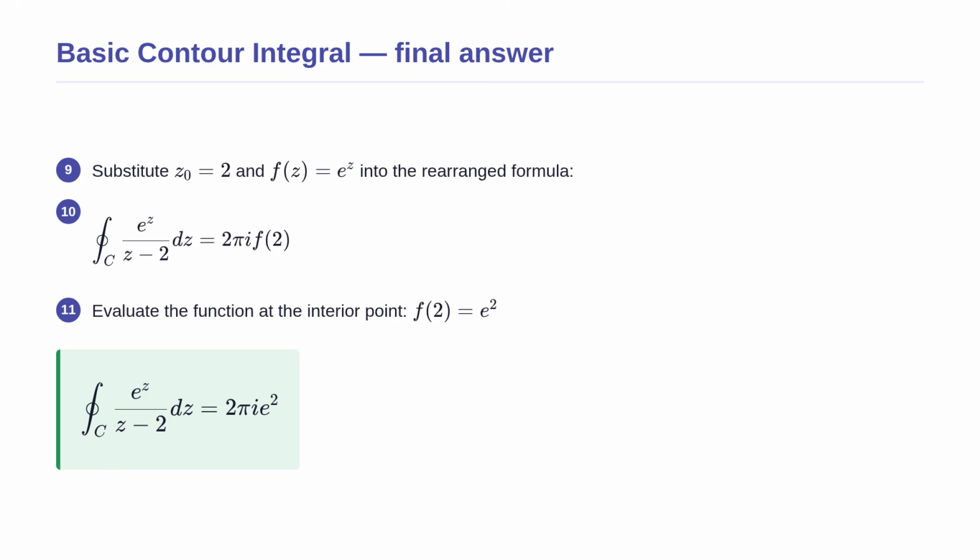Physically, if this integral represented the circulation of a fluid around the circular path, this result tells us the exact total accumulation, determined entirely by the field's behavior at the single point z equals 2.